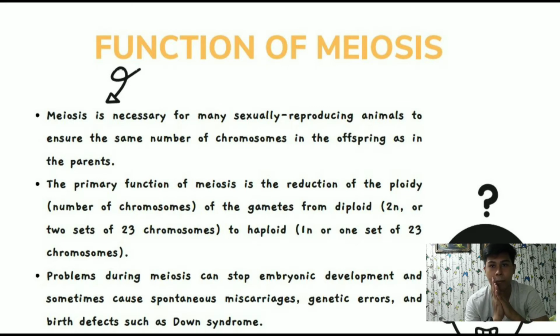same as the parents. The primary function of meiosis is the production of gametes with a reduced number of chromosomes. The gametes are haploid, n, or 1 set of 23 chromosomes, while the body cells are diploid, 2n, or 2 sets of 23 chromosomes. Problems during meiosis can stop embryonic development and sometimes cause spontaneous miscarriage, genetic errors, and birth defects such as Down syndrome. Okay?